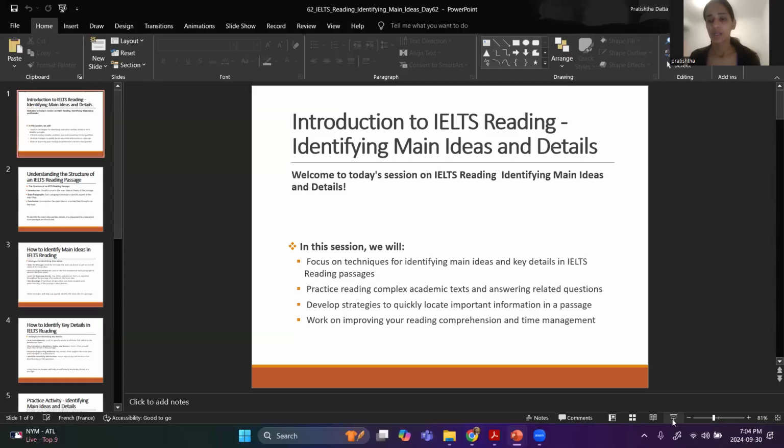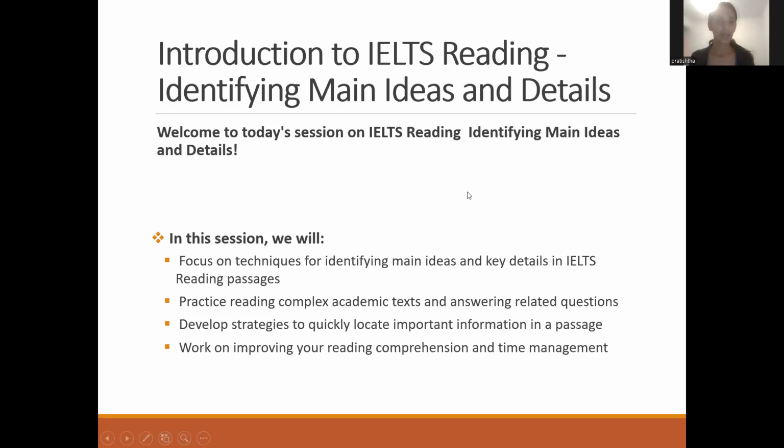So, I'll share my screen, and this says that we'll focus on techniques for identifying the main ideas and key details in IELTS, right? We will take a look at the reading of complex text and answering some related questions. We'll develop strategies to quickly locate important information, again through skimming and scanning. We'll work on improving reading comprehension and time management in general.